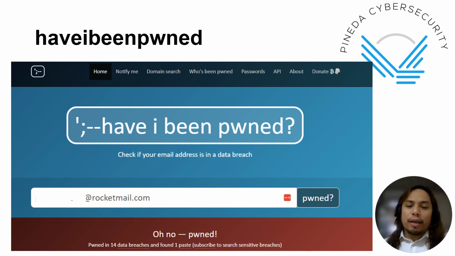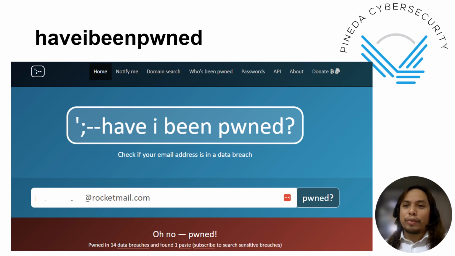You type your email here and it will search for existing publicized data breaches. So if your email has been breached and posted and known publicly, it will be shown here. Especially if your email is Yahoo, or in this case, Rocketmail, which is Yahoo. It will tell you it has been pwned in 14 data breaches and found one paste. So that is really bad.